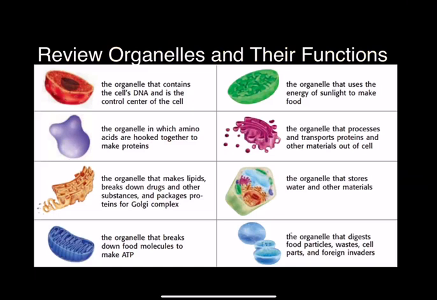What is the organelle that breaks down food molecules to make ATP? The organelle that uses energy from sunlight to make food is called? The organelle that processes and transports proteins and other materials out of the cell. The organelle that stores water and other materials is called? The organelle that digests food particles, wastes, cell parts, and foreign invaders.